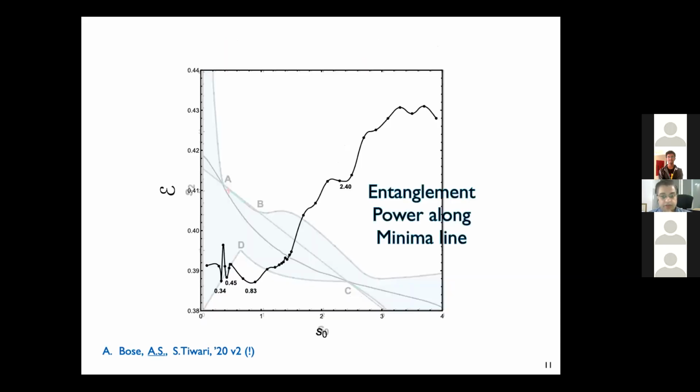Anyhow, what happens is that if you plot entanglement power, again as a function of S naught, and superpose this on the space of allowed S matrices, very interestingly, there appears to be a local minimum, or maybe even a global minimum. It requires a bit more numerical work to determine whether this is a global or a local minimum. And this entanglement power appears to be minimized precisely at the location of what I would call the standard model.